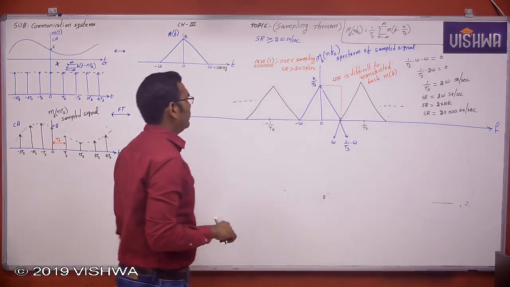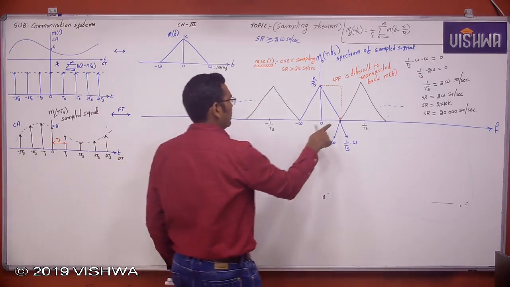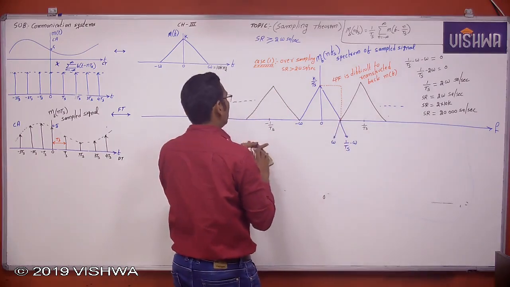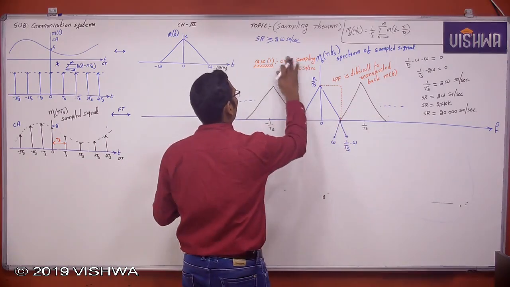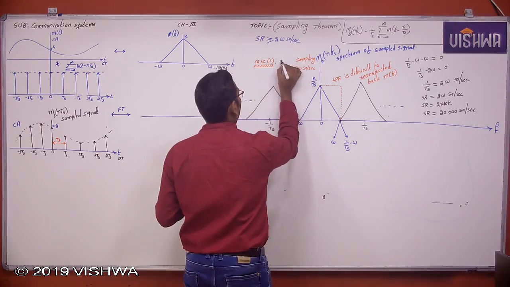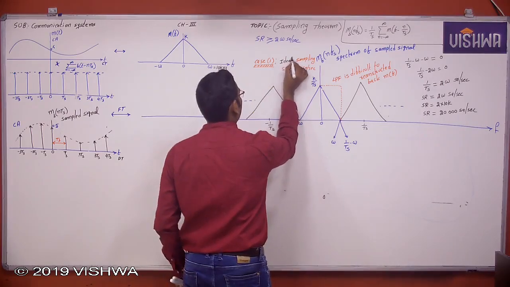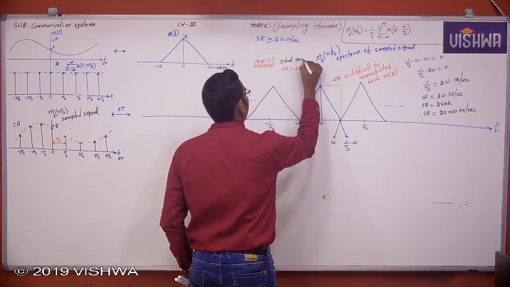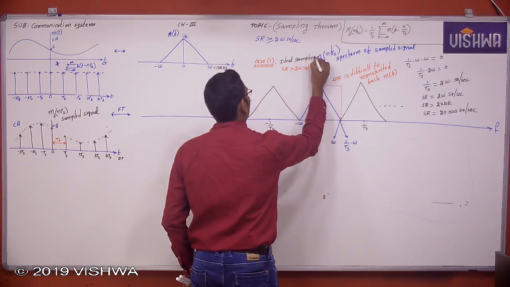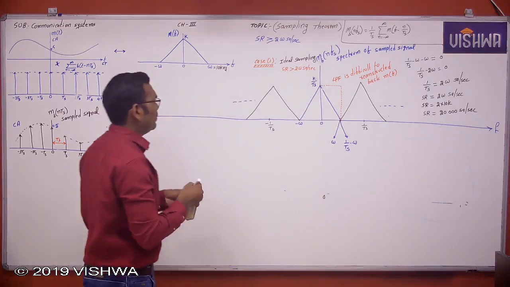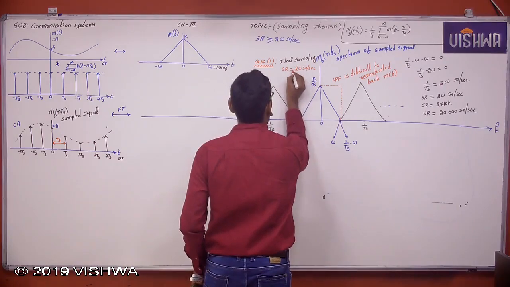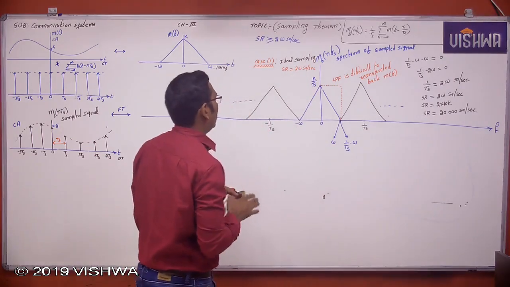Because now the transition band is equal to 0. If the transition band is 0, these filters are very close to the ideal filters. Therefore this is called ideal sampling. This is ideal sampling.